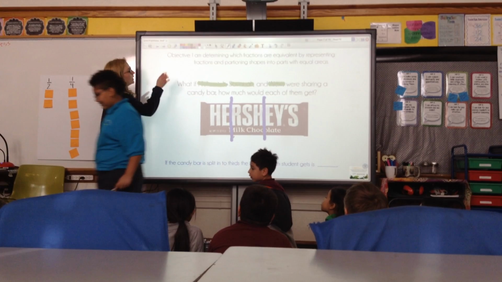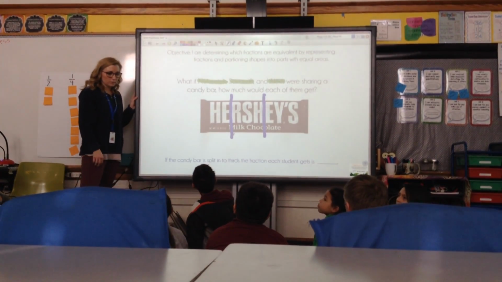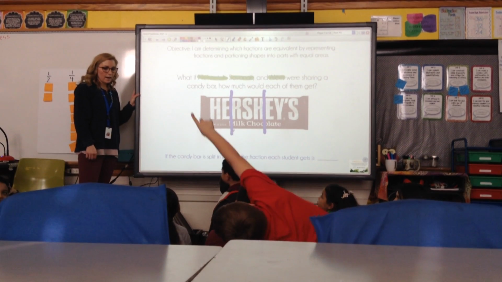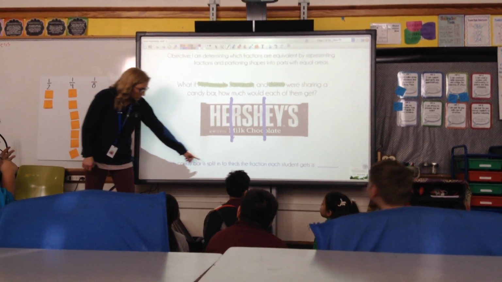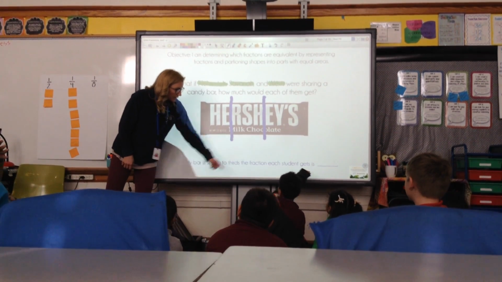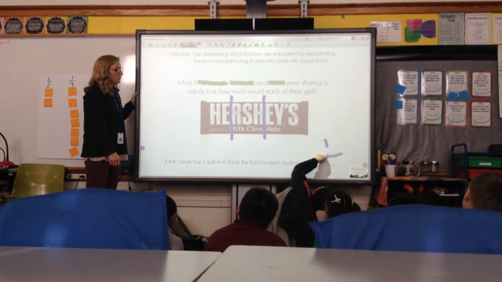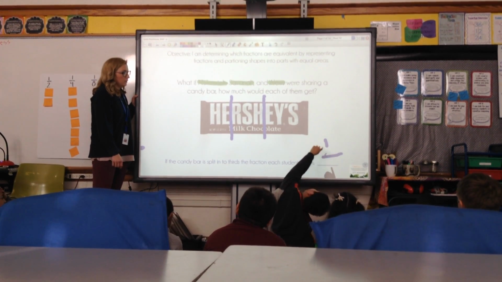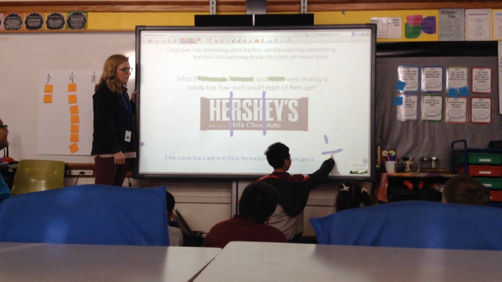On purpose. All right. So each person gets how much? One. 1 out of how many? 3. So if the candy bar is split into thirds, the fraction each student gets is, Jeremiah? 1/3. You're right the first time.